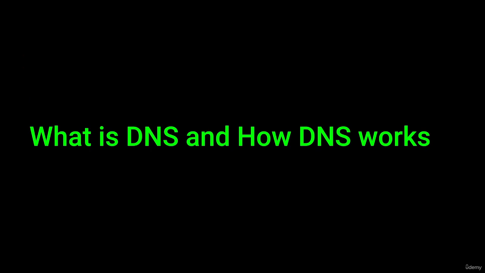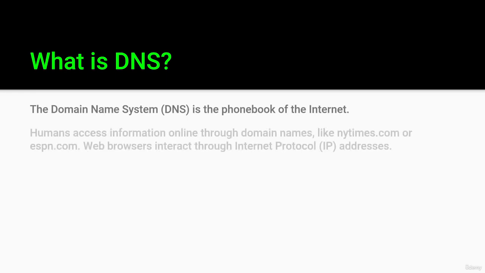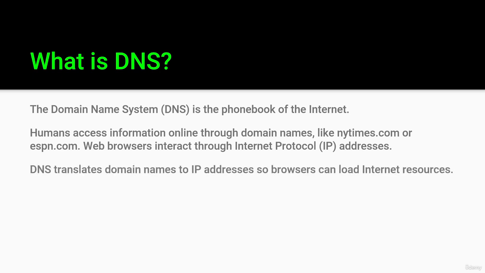Now, what is DNS and how does DNS work? First, what is DNS? The Domain Name System is the phone book of the internet. Humans access information online through domain names like NewYorkTimes.com or Google.com or whatever.com, .net, etc. Web browsers interact through Internet Protocol (IP) addresses. DNS translates domain names to IP addresses so browsers can load internet resources.